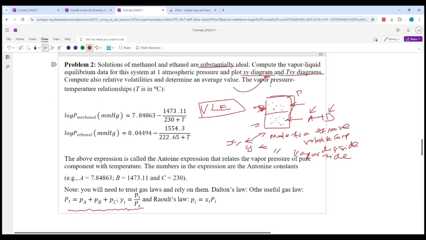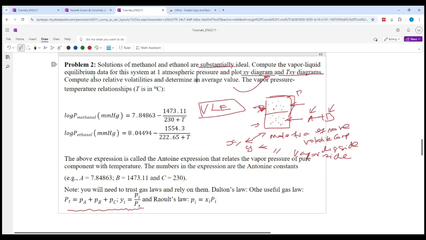And then what we have here is we are supposed to compute the vapor liquid equilibrium data. So I will tell you what that is. Vapor liquid equilibrium data is just a plot of x versus y, or temperature versus x and y. And then we also need to calculate the relative volatilities and determine an average value of relative volatilities.